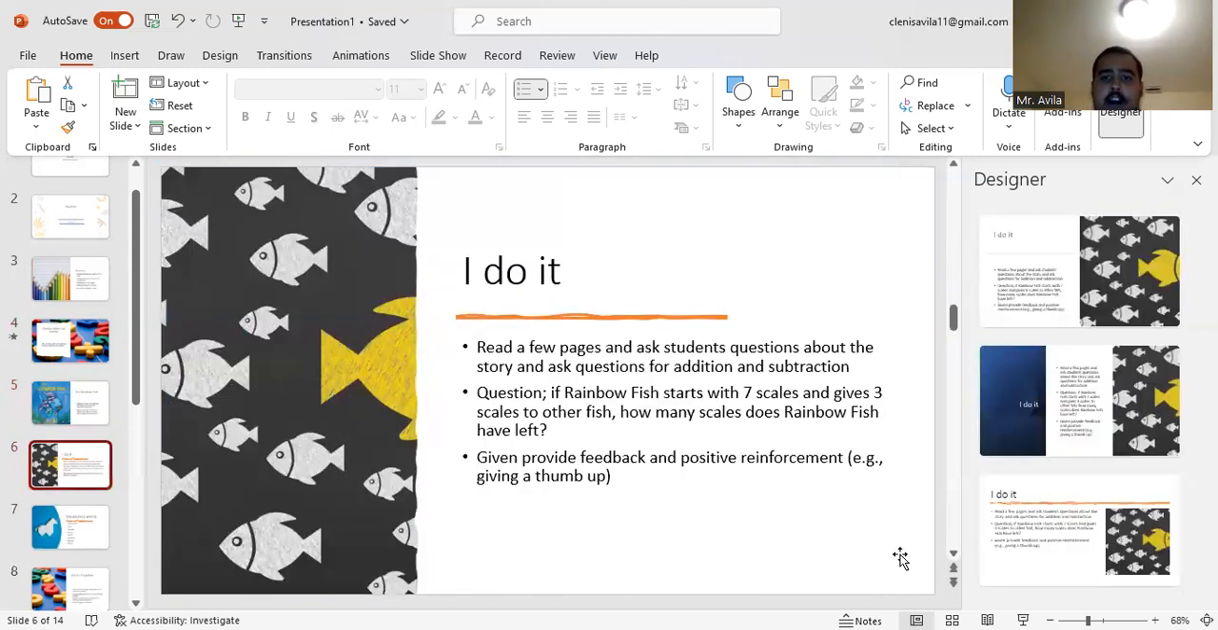I'm going to read a few books from the PDF. I have them on the student reading books. Give you one of my scales.